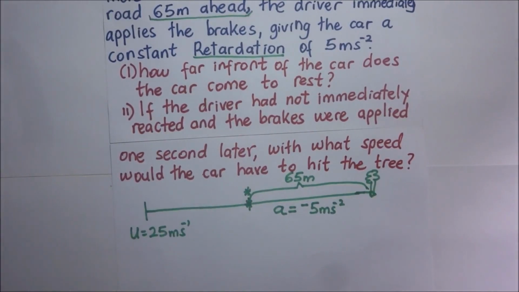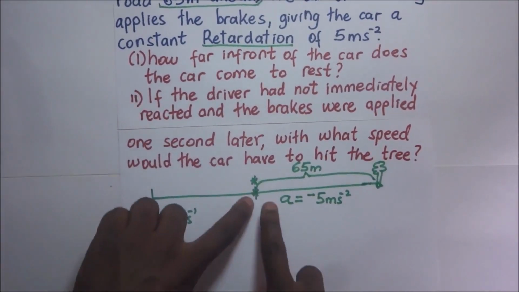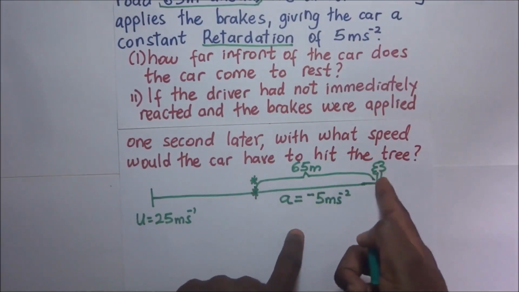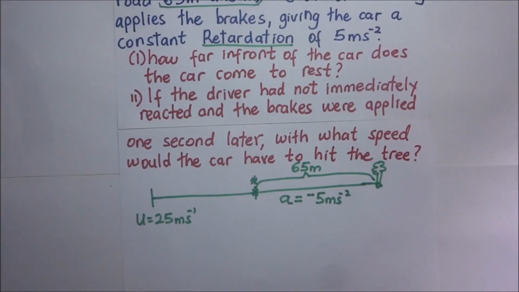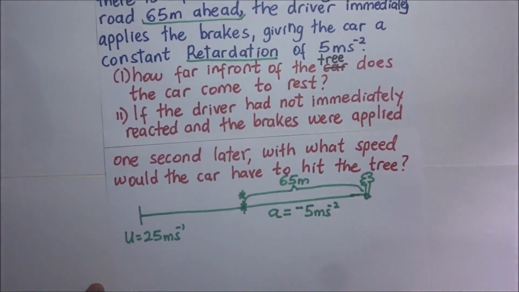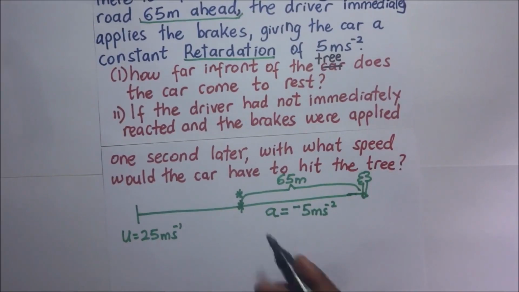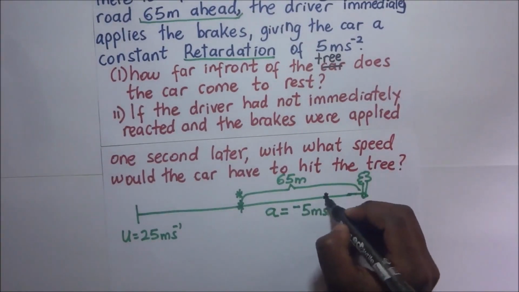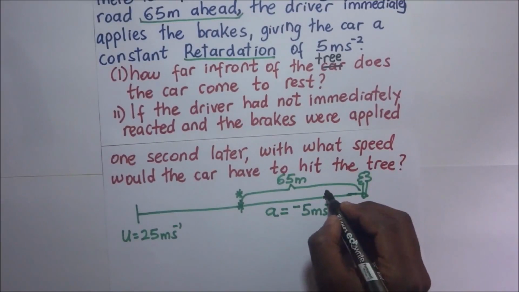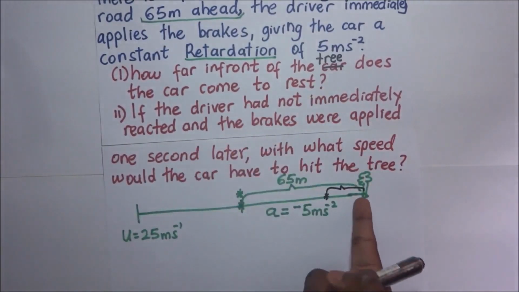So let's get started with the question. Roman 1: how far in front of the tree does the car come to rest? When the driver applies the brakes somewhere in between, he eventually comes to rest in front of the tree. Let's say he applies his brakes up to a certain point, and it is at that point that he comes to rest. The question is asking, when he comes to rest, what is this remaining distance? How far in front of the tree does the car come to rest?